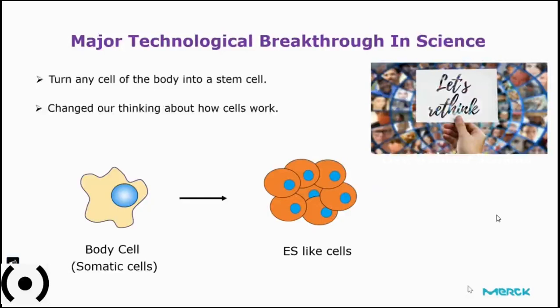This breakthrough actually changed our thinking about how cells work. Nobody even thought that our normal body cells can be converted into cells which are very much similar to embryonic stem cells, right? But just imagine, because of this, you need not work on embryonic stem cells, because you can develop your own embryonic stem cells from your own normal body cells. So there is no need to use embryonic stem cells, no need to sacrifice embryos.